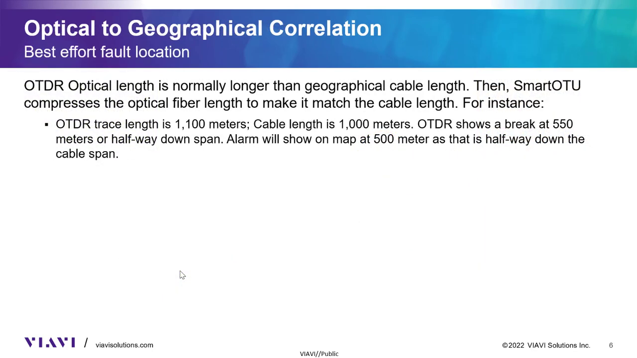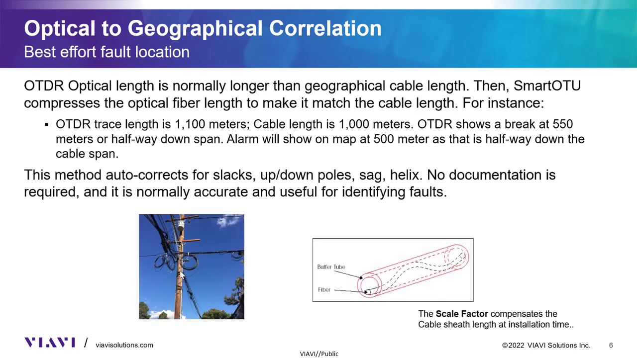SmartOTU knows that the fiber length is longer than the cable length, so it compresses the fiber length to match the cable length. An example is the OTDR trace is 1,100 meters, but the ground length is 1,000 meters. The OTDR will show a break at 500 meters or halfway down the span. Well, halfway down, the ground route is 500 meters, so the alarm will be at 500 meters and not 550. This method autocorrects for slacks, up and down poles, sag, and helix. No documentation is required, is normally very accurate and useful for identifying faults.